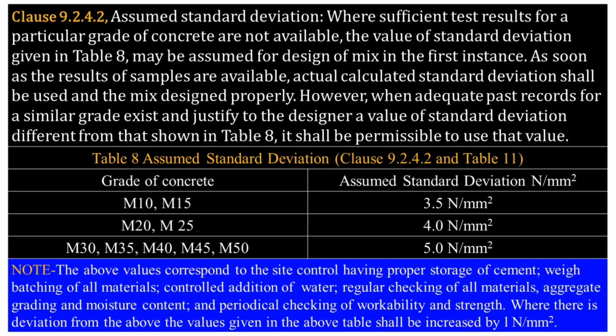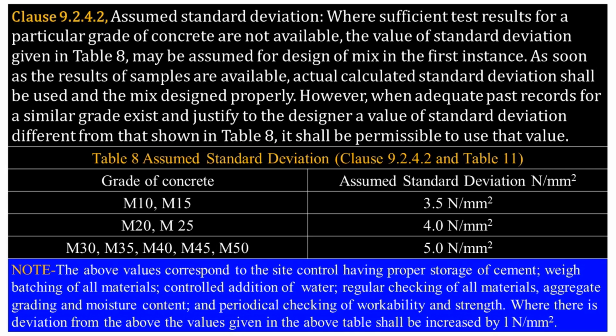Clause 9.2.4.2, assumed standard deviation, where sufficient test results for a particular grade of concrete are not available, the value of standard deviation given in Table 8 may be assumed for design of mix in the first instance. As soon as the results of samples are available, actual calculated standard deviation shall be used and the mix designed properly. However, when adequate past records for a similar grade exist and justify to the designer a value of standard deviation different from that shown in Table 8, it shall be permissible to use that value.